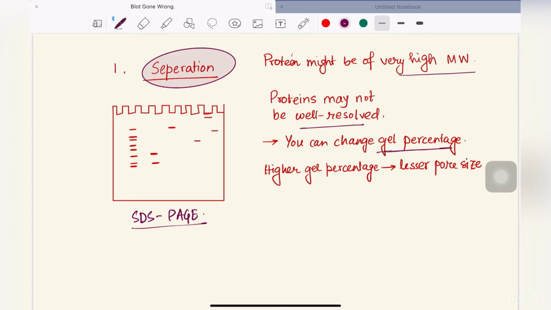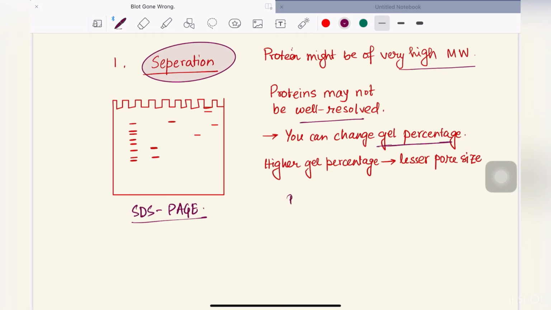Usually we use a 12% SDS PAGE. In that gel, the pore size is defined, the pore size between the polyacrylamide. But if you reduce the gel percentage, so if we make it 10% gel, then the pore size is increased. So higher gel percentage usually means a lesser pore size. And we can also reduce the gel percentage to 8%, which will again increase the pore size of the gel.